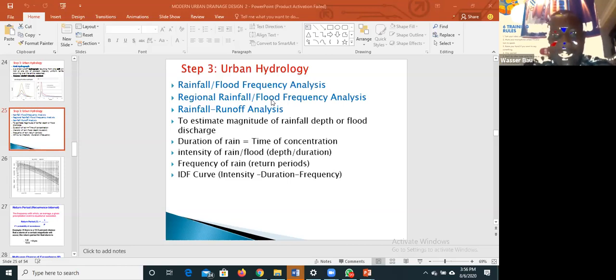Return period and frequency: one is just the inverse of the other. Okay, if a flood has a high frequency, it means that it occurs very often, which means that the return period will be very low. I will still come to that.